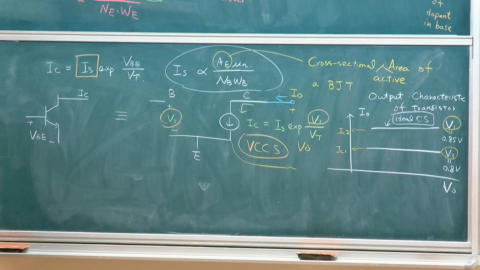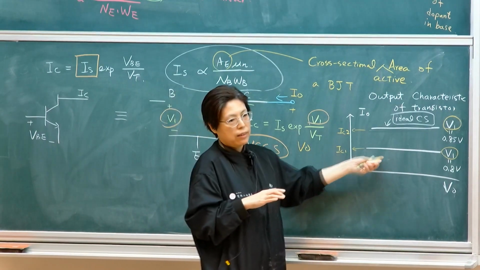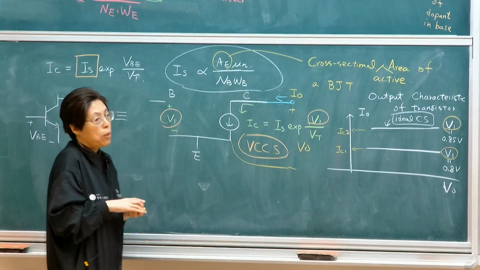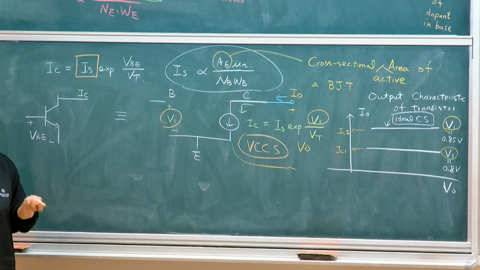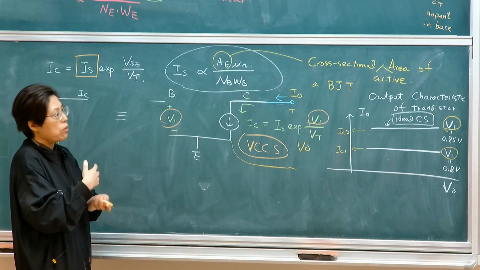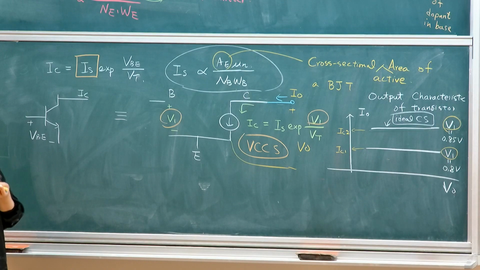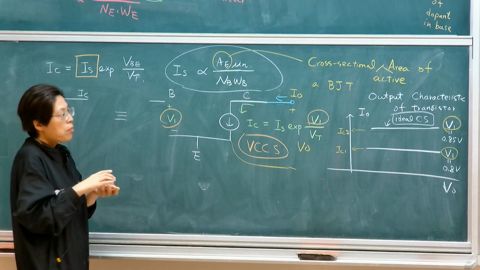So if you think about it, what happened when I increase VO? Why is it flat? Normally what happens is that you apply a voltage, for example, to your forward-bias PN junction, the current itself will depend on your voltage, right? When you change your voltage, you get an exponential. It's a very, very sensitive current-voltage relationship.